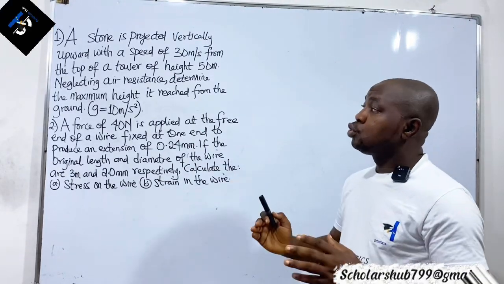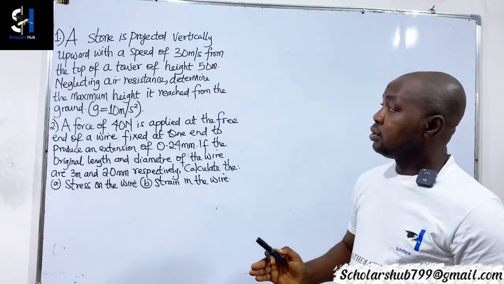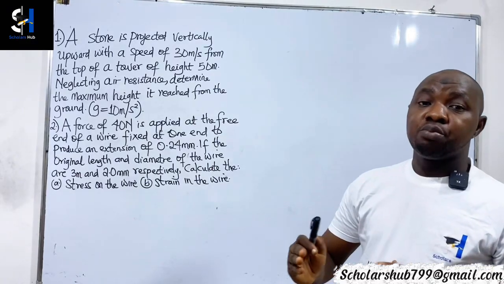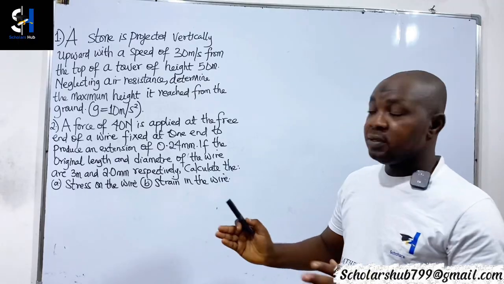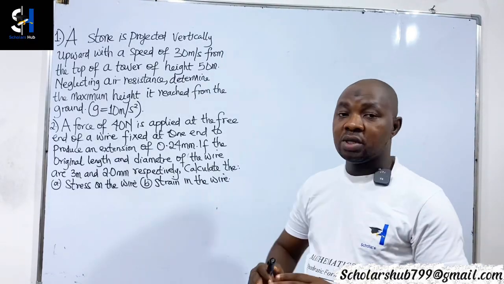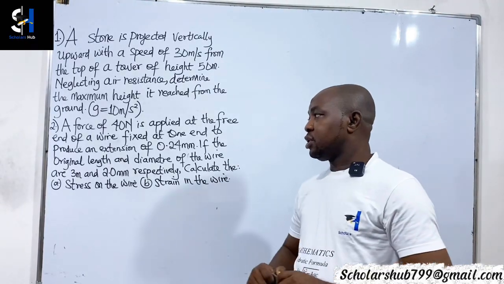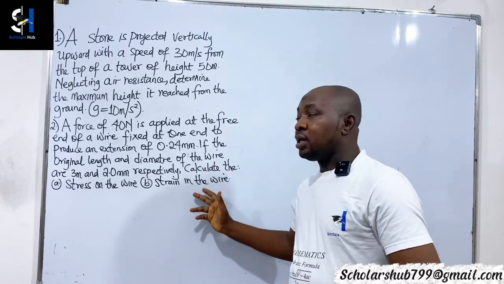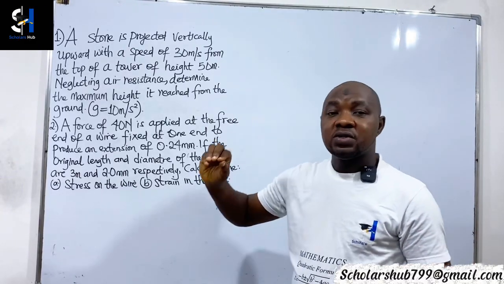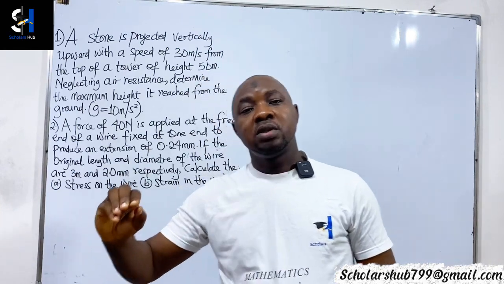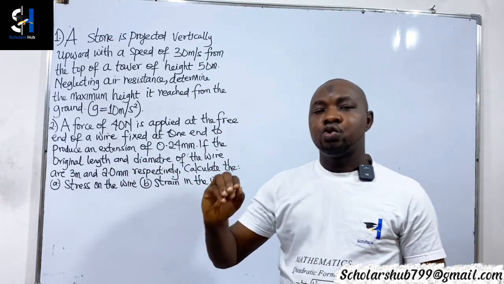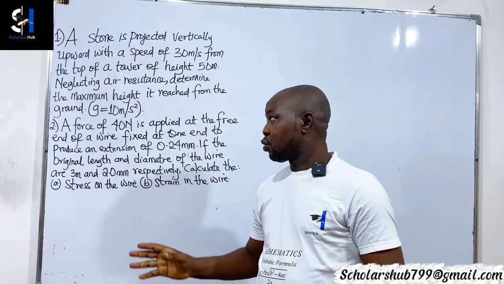On the board are two different questions. The first is a question about projectile motion, and the second is a question about what we call Hooke's law. These are 2010 WAEC Section B Part 1, Question 1 and Question 2 theory exam questions.